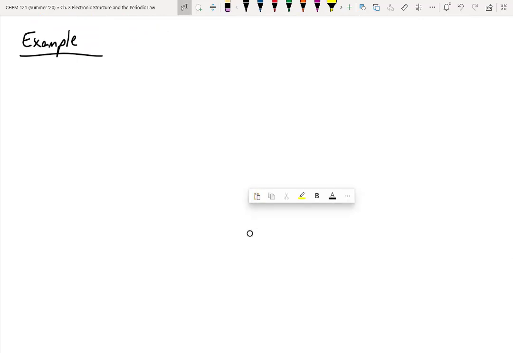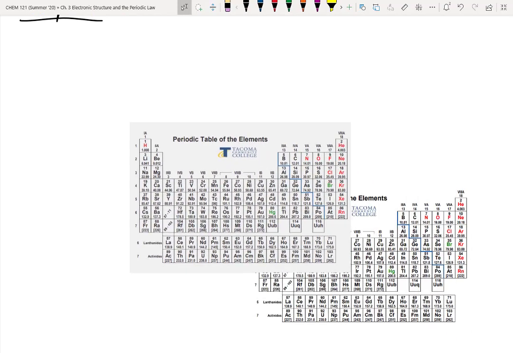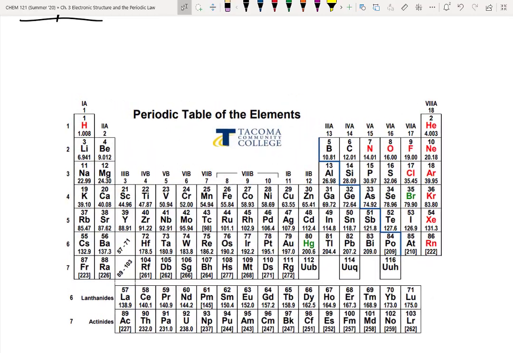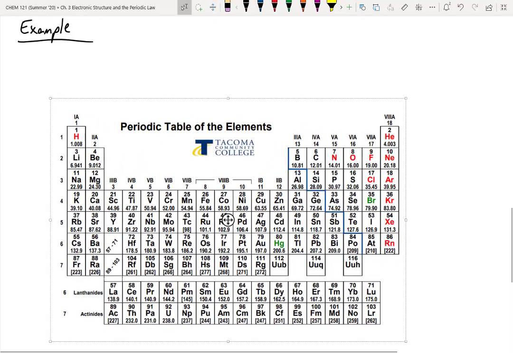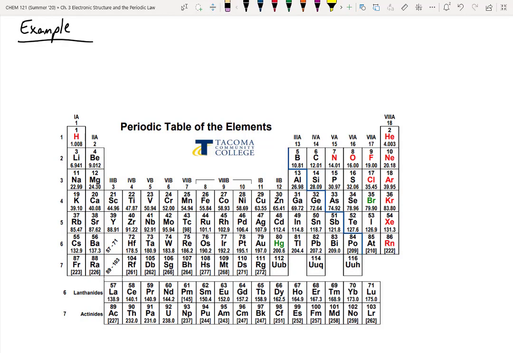I'm a big fan of just writing on periodic tables, so it's okay if you want to print out copies of your periodic table and use them. I really don't care. I'm very much a learner where I have to write things down. I have to see it physically. So here's my periodic table. Let's go ahead and just pick one.